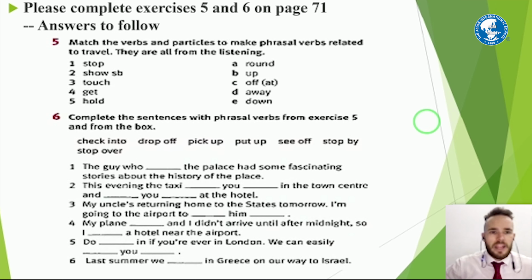Okay, if you can now please have a look at exercises 5 and 6 on that page. For exercise number 5, you need to match words 1, 2, 3, 4, and 5 with A, B, C, D, and E. And then for number 6, you need to use the words given to complete the sentences. Again, pause the video now, work through that, and I will give you the answers in a moment.